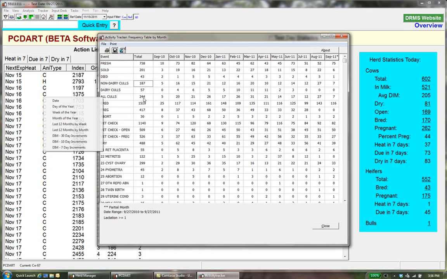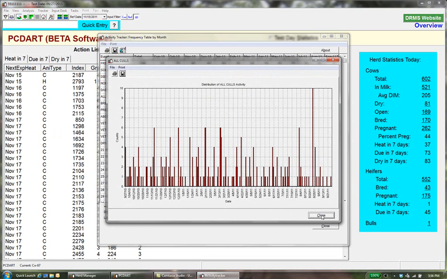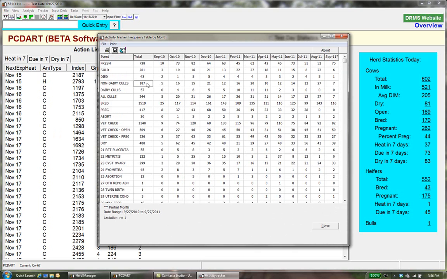For example, let's look at all culls, those 244, and look at those by date. Okay, see, they're pretty consistent throughout the year. And let's also look at those all culls. Whoops, excuse me. Let's look at those all culls.